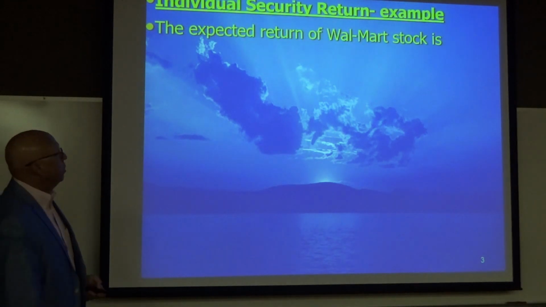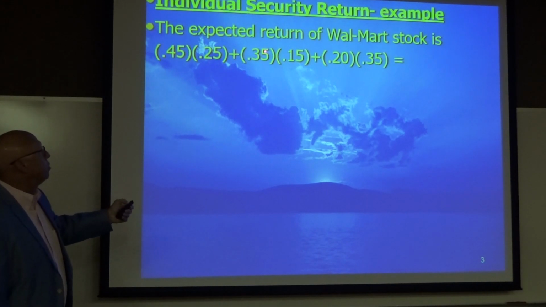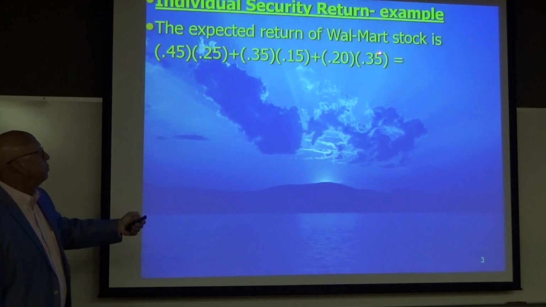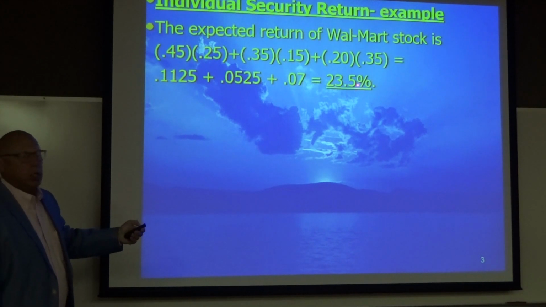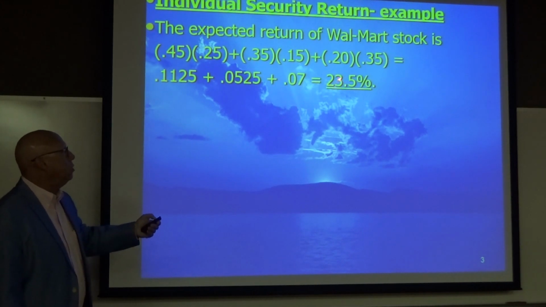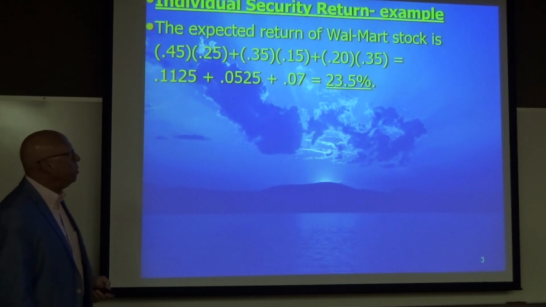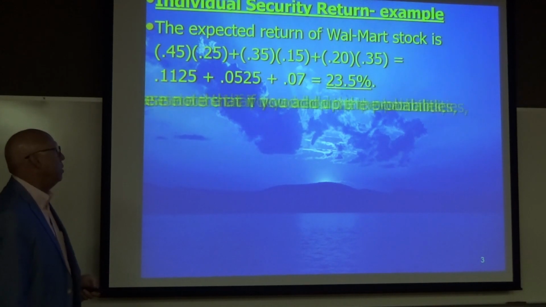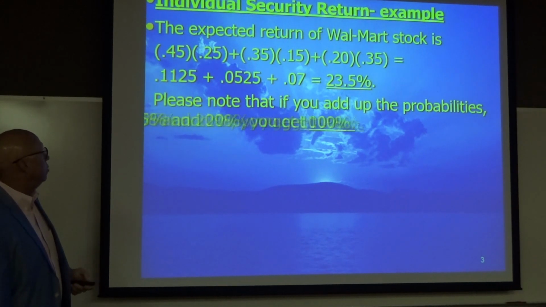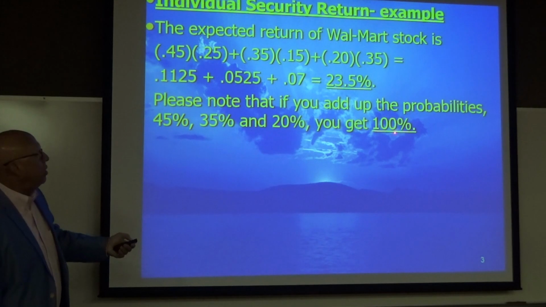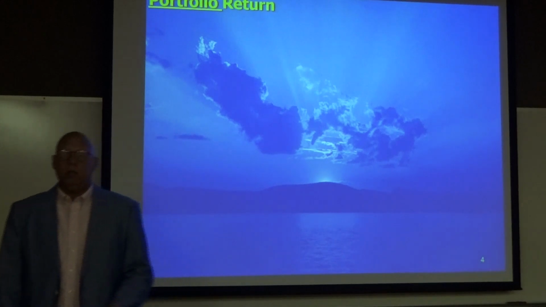So the expected return of Walmart stock is the probability times the return plus the probability times the return plus the probability times the return. So we're going to sum all of these up, and we come up with 23.5%. This is theoretically an expected return for Walmart. Does this really work in practice? Not really, but it is an explanation of a concept. All right, so please note that the probabilities, the 45%, the 35%, and the 20%, if you add them up, you get 100%. So that's our entire probability distribution there.